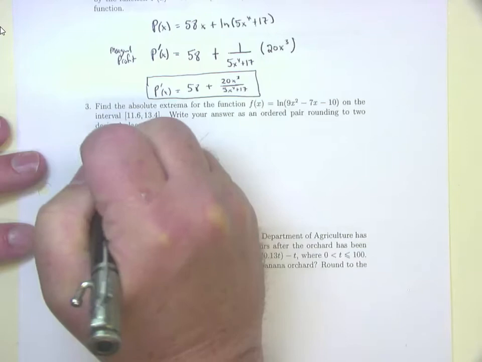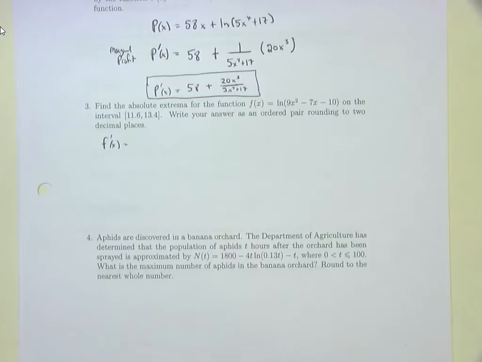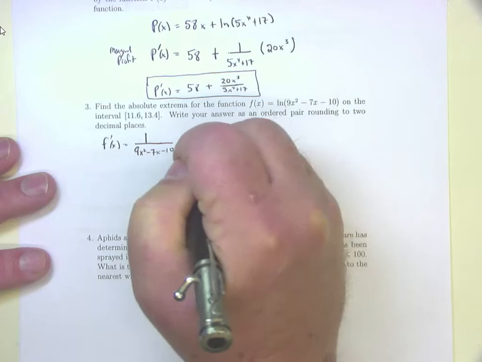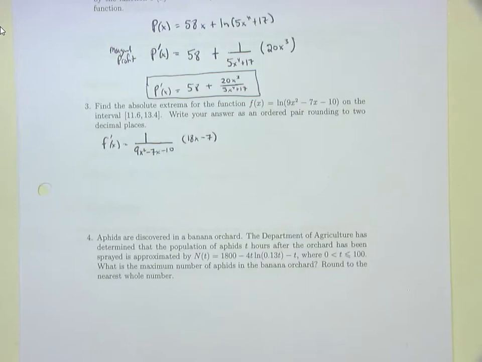So, start with f prime of x. Now this is pretty much as cleaned up as it's ever going to get. It's natural log of 9x squared minus 7x minus 10, and since you can't distribute a natural log, you have to leave it like it is. So we're taking the derivative of natural log of a function. The derivative of that is going to be 1 over the function, 9x squared minus 7x minus 10, times the derivative of the inside, which is 18x minus 7. So it makes sense: 1 over the function, times the derivative of the function. And we're going to set it equal to 0, and we're going to solve.